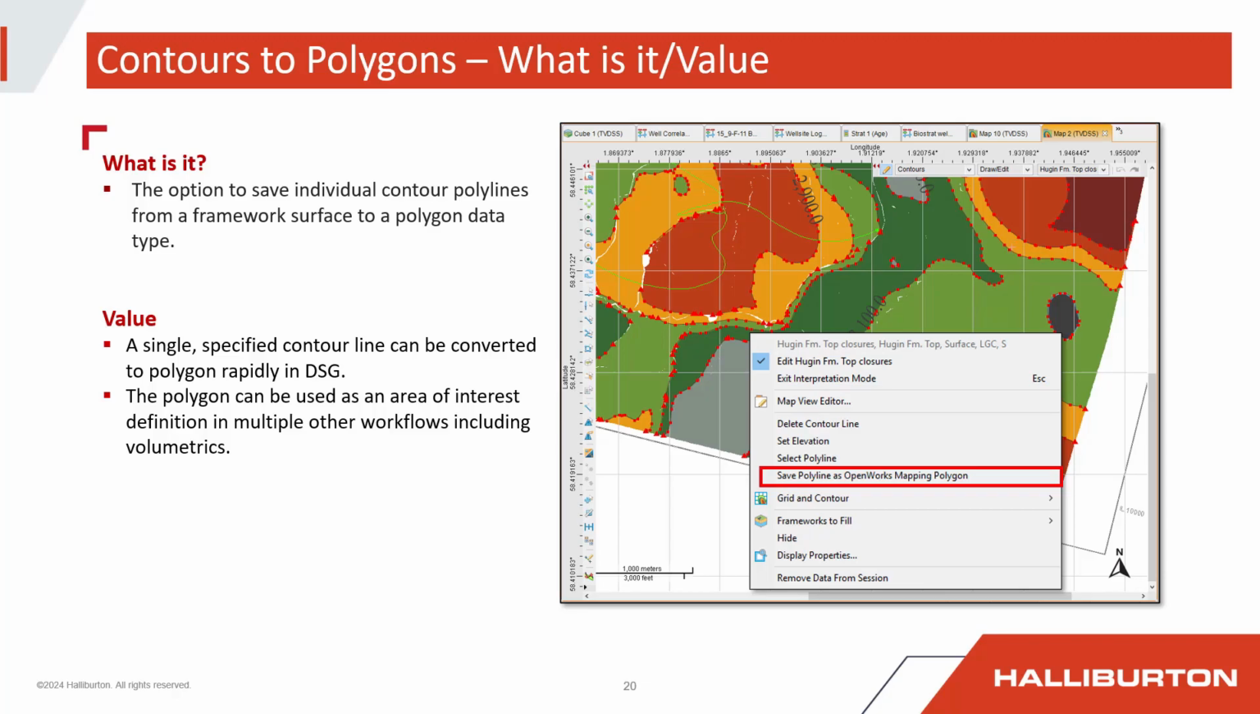This new functionality allows one or multiple contour polylines to be saved to a polygon using the MB3 action. If the polyline is an open contour, where the ends of the contour don't connect, then it can't be converted to a polygon unless it is edited and closed.